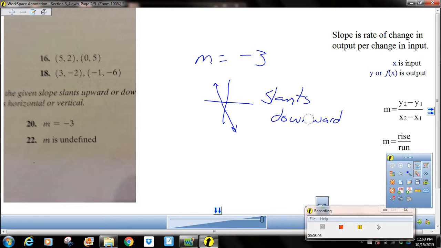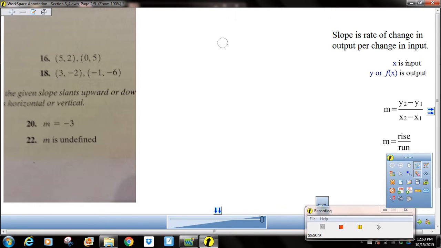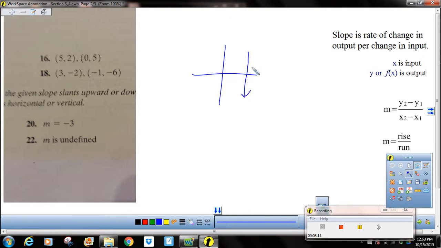We discussed number 22 earlier. If you have slope as being undefined, the graph is going to be a vertical line because the x isn't changing. So it kind of messes up our definition right here where it says slope is the rate of change in output per change in input. If the input's not changing, how can you measure slope? So on number 22, it's going to be vertical.